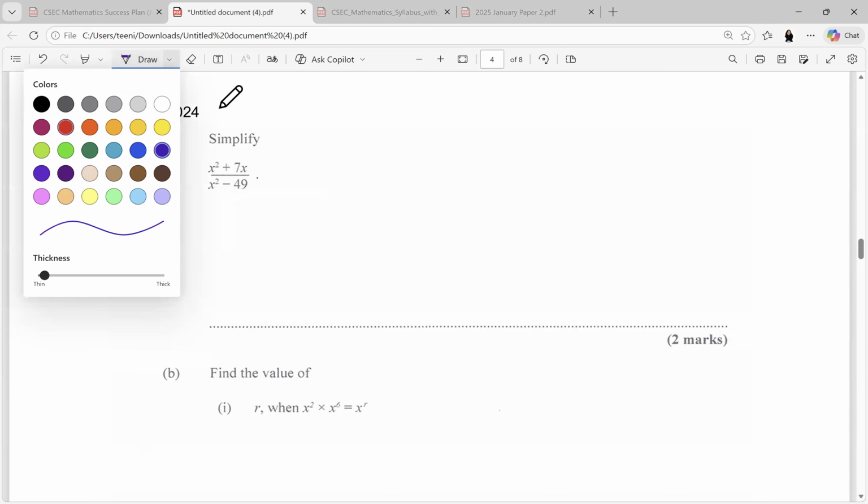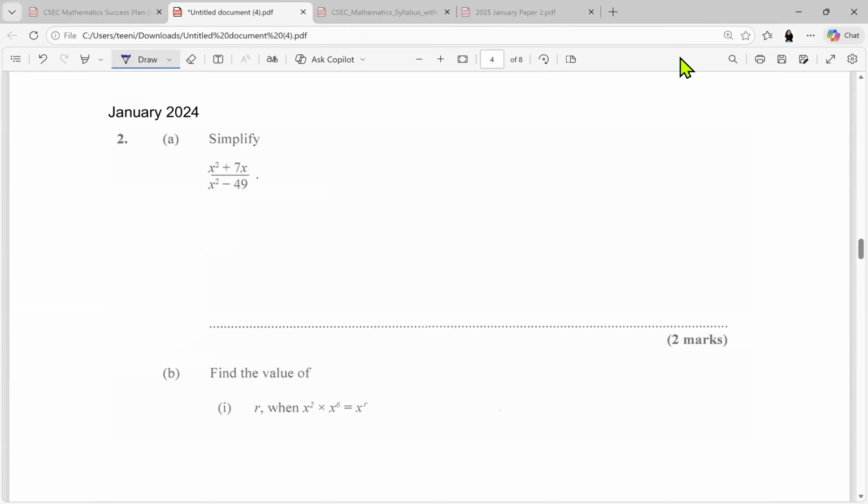What would be x squared plus 7x? The like term is x, so x will go outside the brackets, and inside the brackets would be x plus 7. That's right. So you have x into x plus 7, because x times x is x squared and x times 7 is 7x. Good.